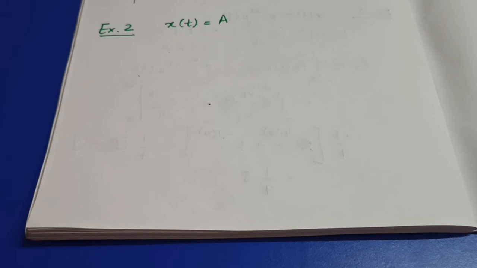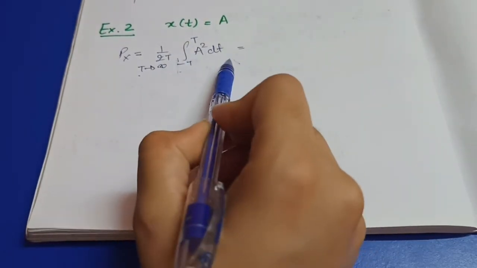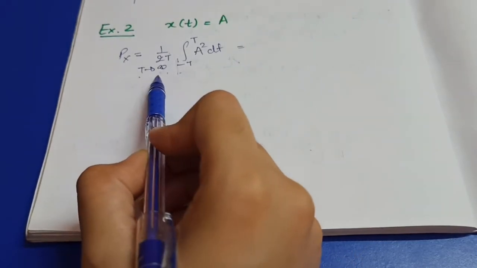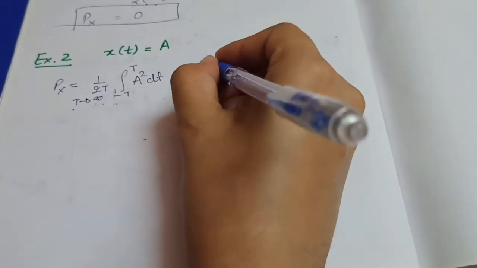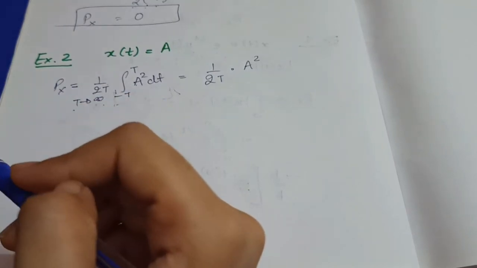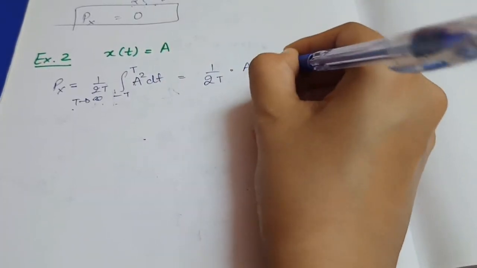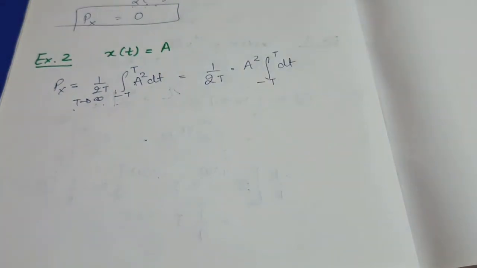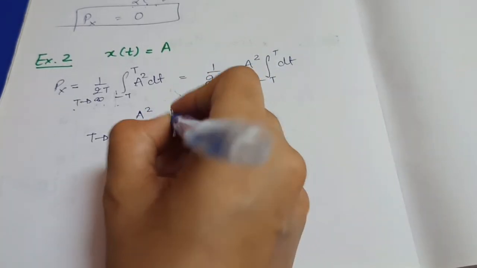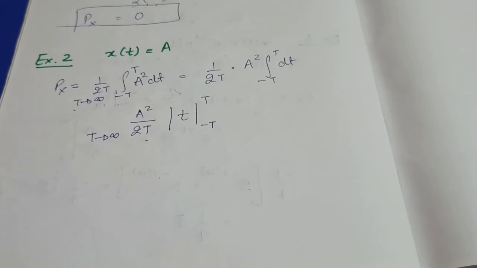Okay. So first of all, I am calculating the power of the signal. First of all, I am integrating this term, and after that I will be substituting T is equal to infinity. Okay, so let's do it. A square will come outside since it's a constant term, right? So it will be simple integration, right? So it will be t. So let's substitute the limits.